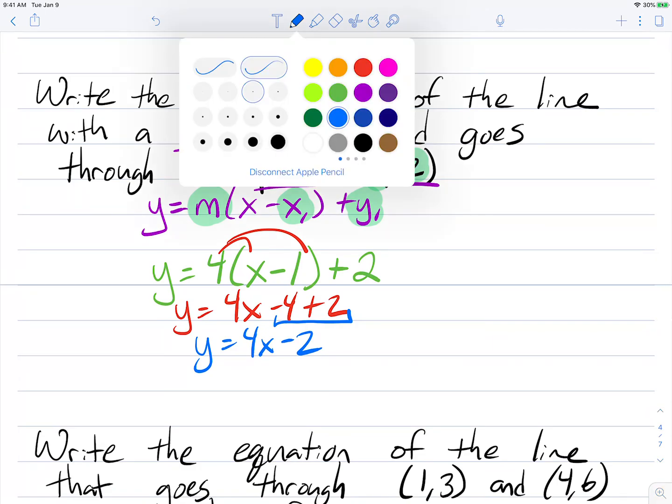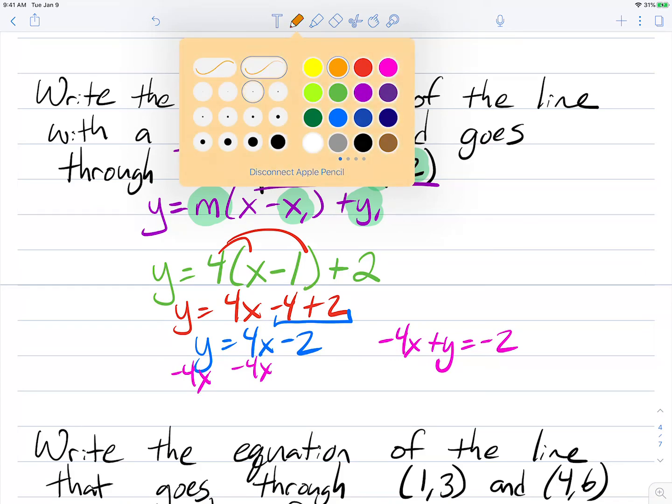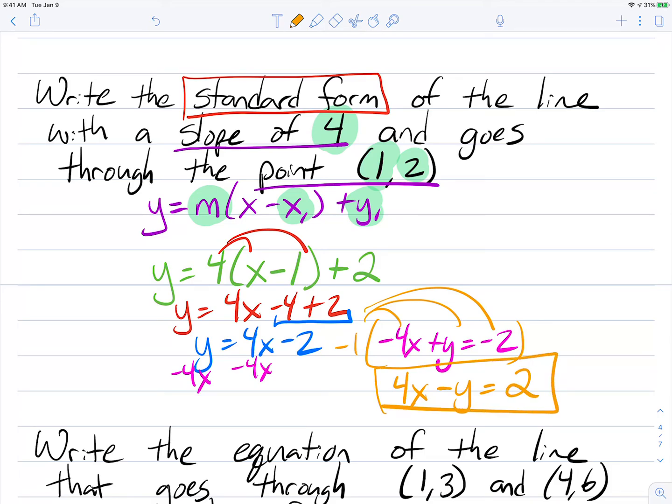And next, I need to get my variables on the same side. So I'm going to subtract 4x from both sides. And I'm going to get negative 4x plus y equals negative 2. Now I'm almost done. However, my x coefficient is negative. So I'm going to multiply everything by a negative 1, which is effectively just changing the sign of everything. Negatives become positives, positives become negatives. And there's my final answer.